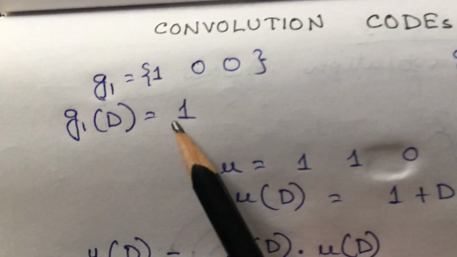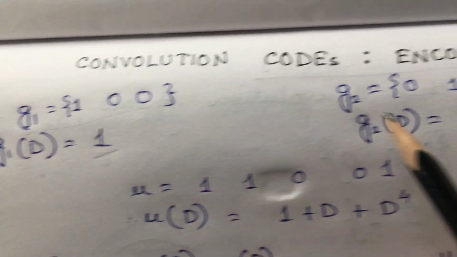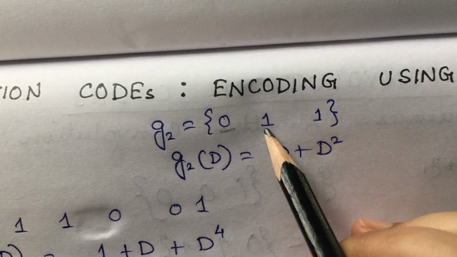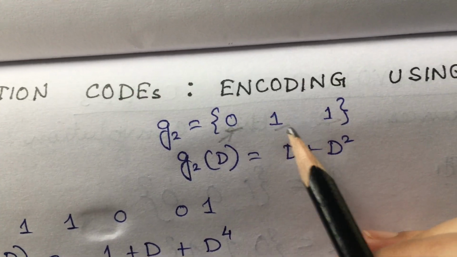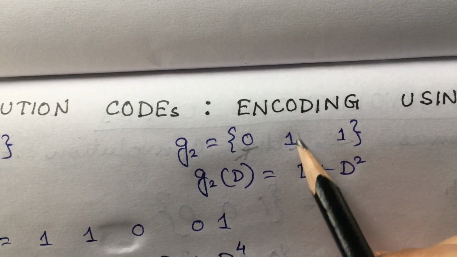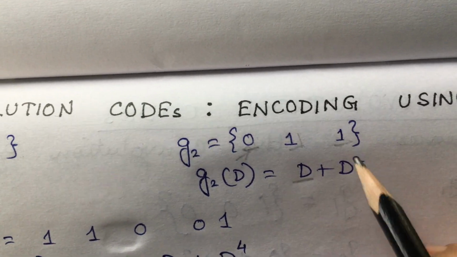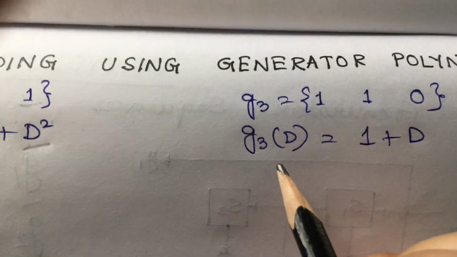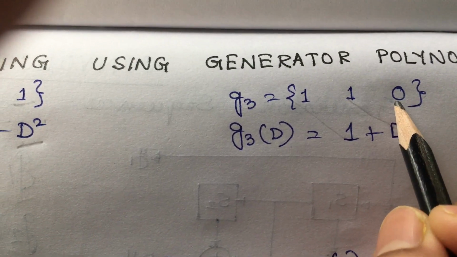The polynomial corresponding to G1 would be 1. For G2, since we have a 0 at this location and two 1s over here, this is for 0 delay, hence 0 into d to the power 0, plus 1 delay, 1 into d to the power of 1, which is this term, and this has 2 delays, so 1 into d square, which is this term. And for G3 110, by similar reasoning, G3(d) is going to be 1 plus d, and since there is a 0 over here, there is no term corresponding to d square.